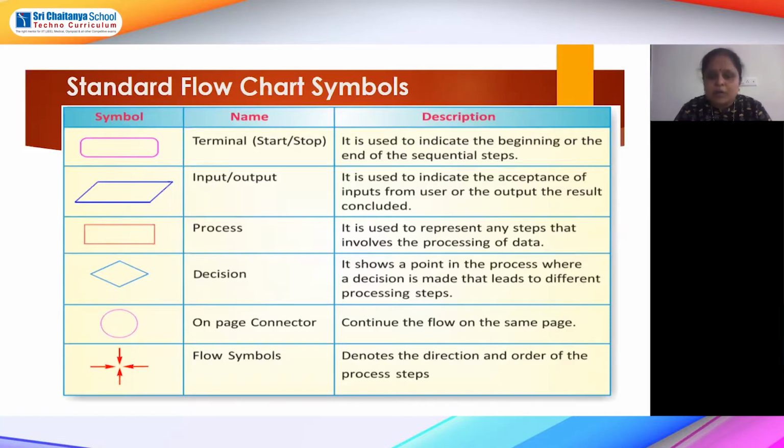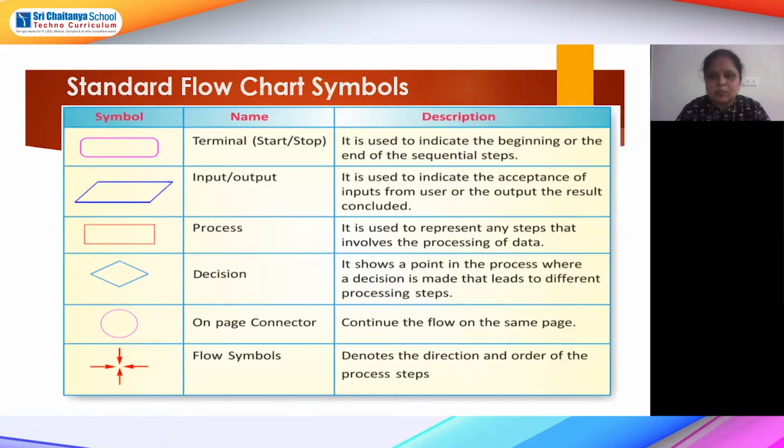So what we will do, at the end of the page we will place this connector, and on the second page at the beginning again we will place this connector. By seeing that, the user will come to know, okay, so here it is ending in this page and it is continuing in the next page, like that. Okay, so what are the next last symbols?